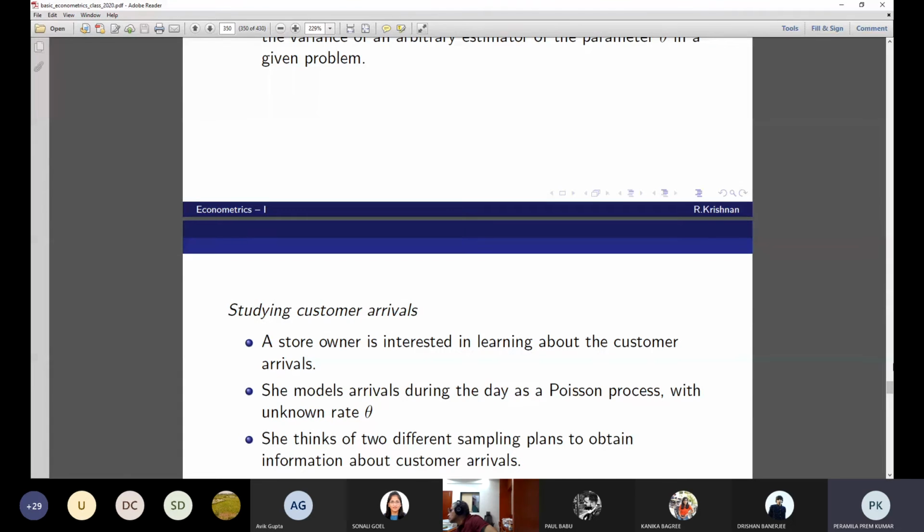So the question is not clear. Question is not clear. The question is very good. How do you model the customer arrival? To know information about customer arrival.